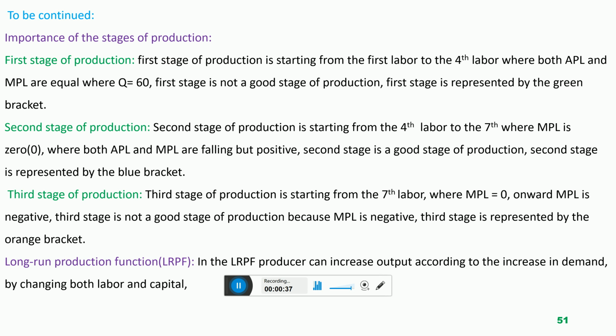will start from the first labor to the fourth labor. This represents first stage of production. At fourth labor, both APL and MPL are equal and the company is manufacturing total 60 units of output. Let me take you back to the table.